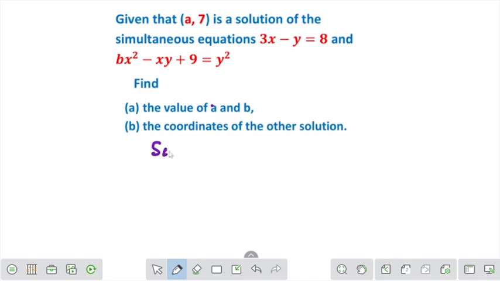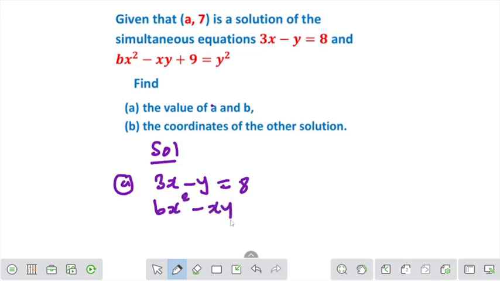So in order for us to answer this question, we have been told that we have two systems of equations. We have 3x minus y is equal to 8. Then we also have bx squared minus xy plus 9 is equal to y squared.